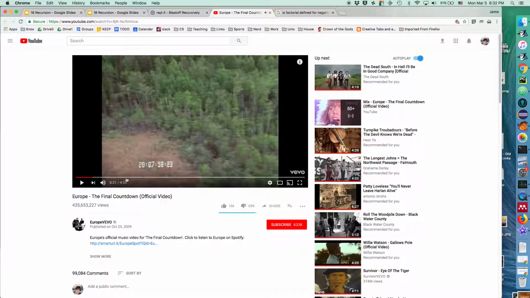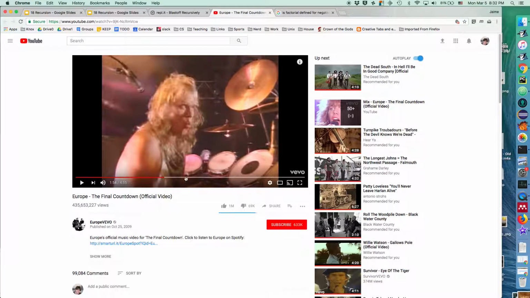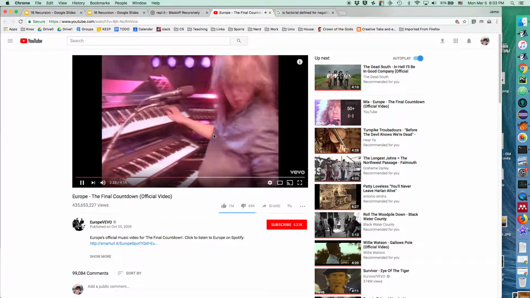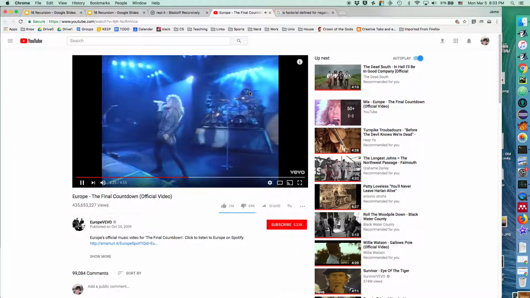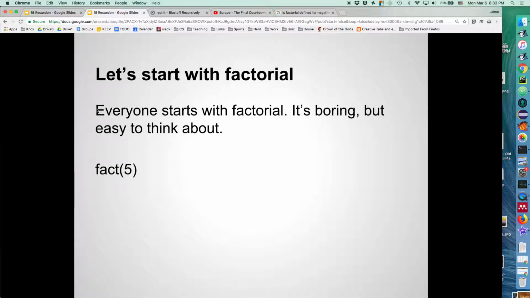It's an awesome song. Let me just jump ahead a little bit to get, yeah, look at this. Look at the big hair. Look at them playing on the drums. Yeah, there we go. Oh my gosh, rocking the guitars, keyboards, light shows. Oh man, the 80s were fantastic for terrible music. I love it. So I just threw that in because of the blast-off example.